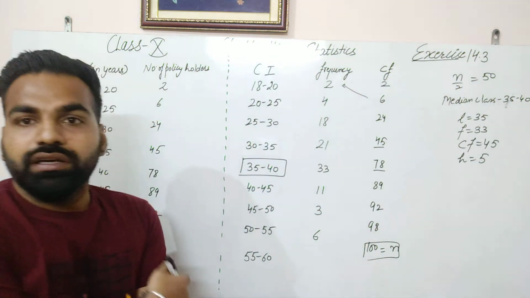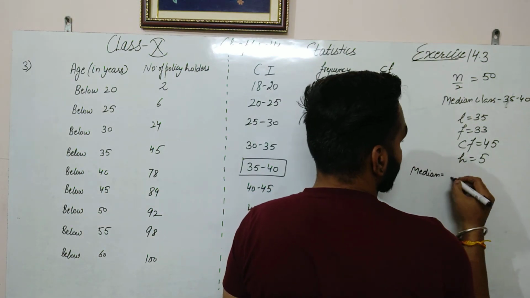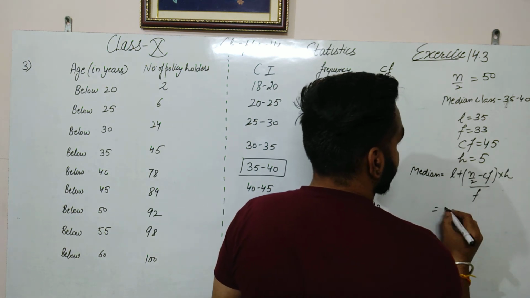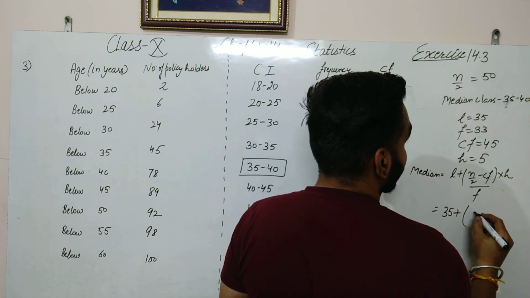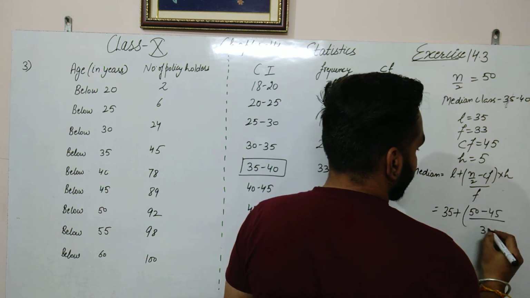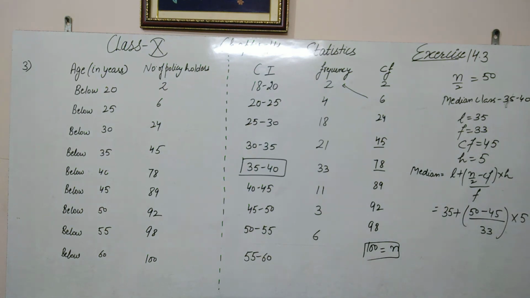So now we can calculate the value of median. So median will be equal to L plus n by 2 minus cf, into h by f. So put the values here: 35 plus n by 2, which is 50, minus cf 45, upon f, that is 33, into h, that is 5. So this is 35 plus 25 by 33. So the value will be 35.76.